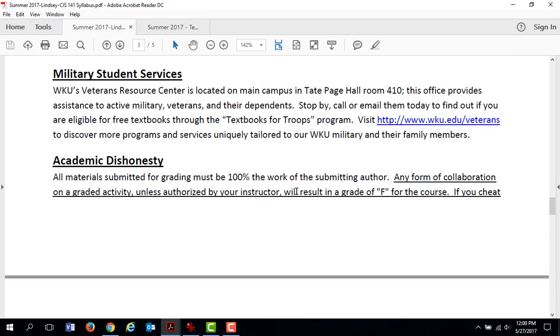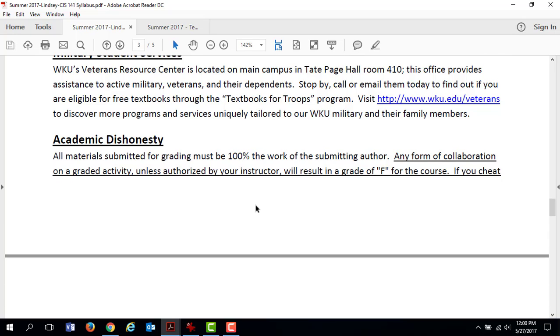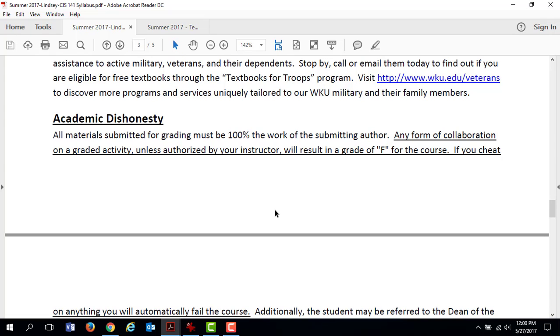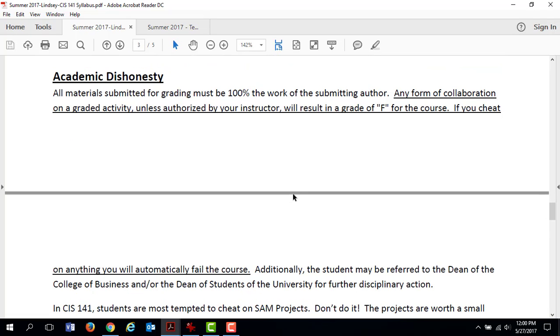Let's move on to our academic dishonesty policy, and this policy is breaking across pages. I wish I had gotten that all onto one page, but basically what this says is if you cheat on anything, you will fail. I will give you an F for the course. So please don't cheat on anything. Again, if you cheat on any single thing, I will give you an F for the entire course.